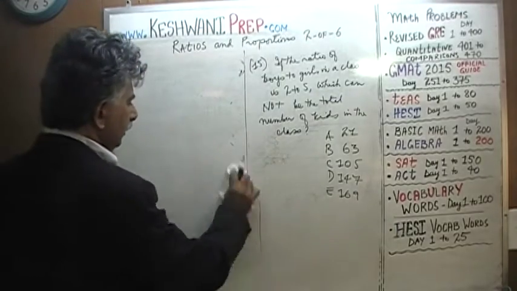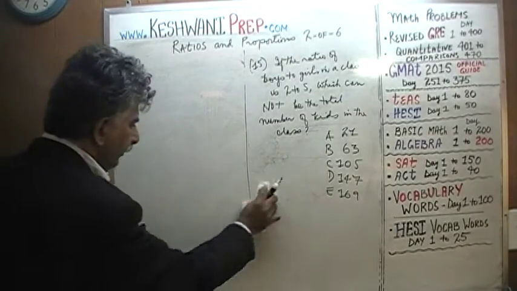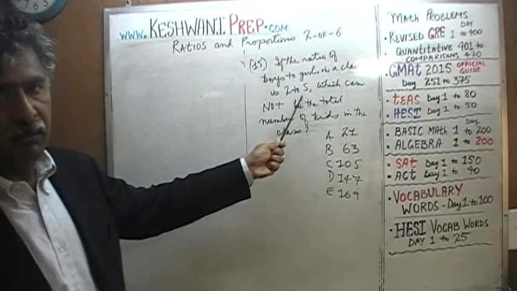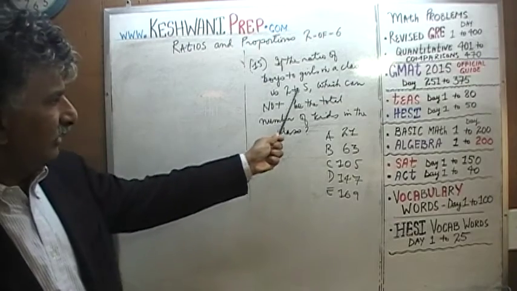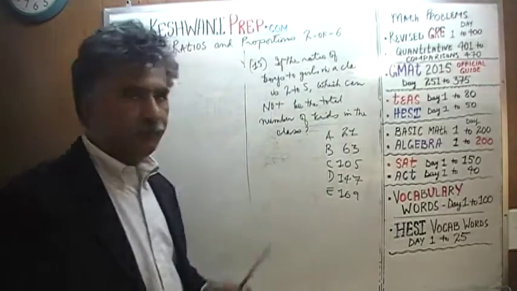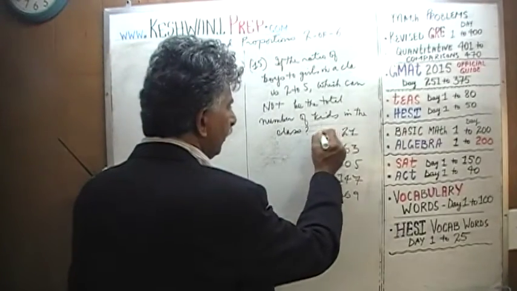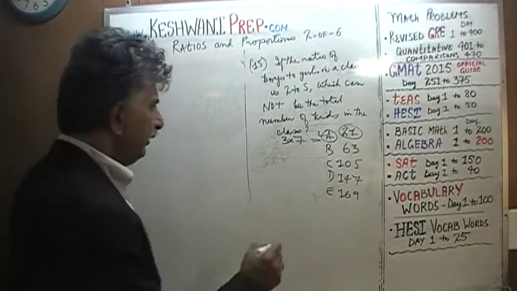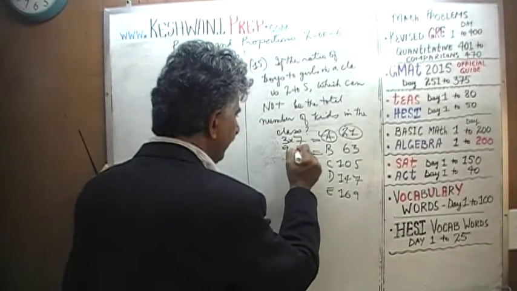Well, if the ratio is 2 to 5, the total is 7 parts, which tells us that the total number of students, whatever it is, must be a nice multiple of 7. Because you can't have 3 1/4 boys and 5 1/3 girls. They have to be integers. You can clearly see that A works, because 21 is simply 3 times 7. It is a multiple of 7. So does B. B is simply 9 times 7. That works.